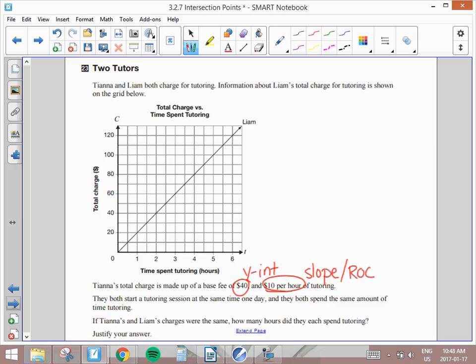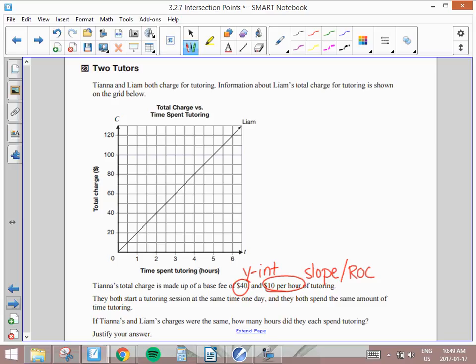The question goes on to say that they both start a tutoring session at the same time one day, and they both spend the same amount of time tutoring. If Tiana and Liam's charges were the same, how many hours did they each spend tutoring? So I know that their charge was the same and the number of hours that they spent was also the same. So I'm looking definitely for the intersection point on the graph.